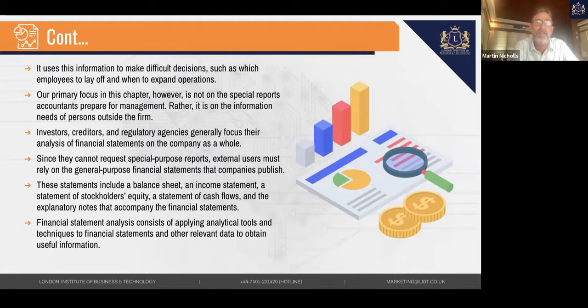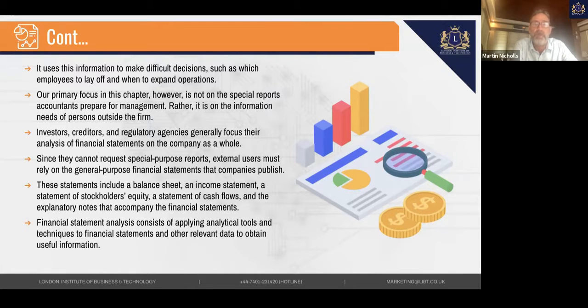They focus the analysis of their financial statements generally on the company as a whole. They can't request special purpose reports that a manager can. So they tend to have to rely on general purpose financial statements that companies publish. It's unlikely that a regulatory agency asks for very tailored reports of confidential information. It's highly unlikely that an organization is going to give it to them because it's going to cost money to put together and all the rest of it.